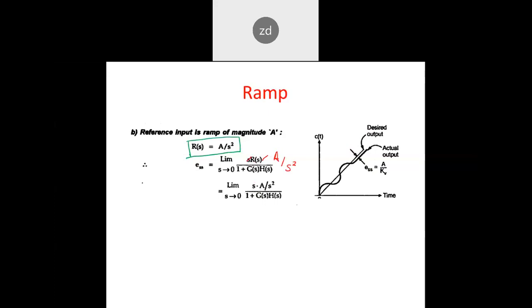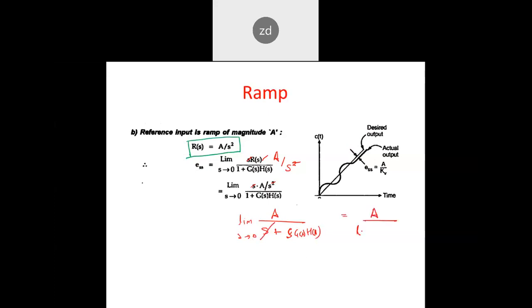So one S term and one S term will get cancelled, and you are left with A by S, and you have here limit S tends to 0 of S G of S H of S. So here this S term goes to 0, and you're left with only this portion.